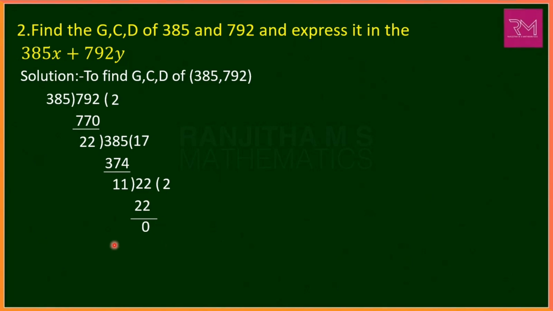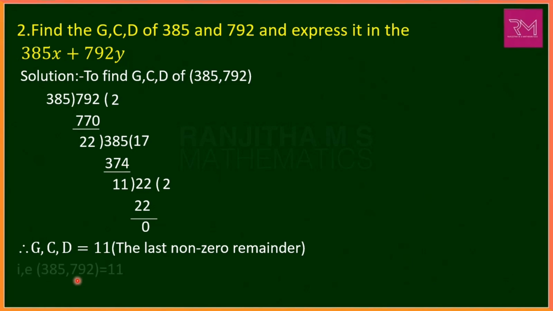We have to stop the division method here, and we can conclude that this value, 11, is the last non-zero remainder. So we can take the GCD value as 11. Therefore, the GCD of 385 and 792 is 11. Also, note that the GCD divides both 792 and 385. That is, 11 divides 792 and 11 also divides 385. This is the greatest common divisor, so the GCD of 385 and 792 is 11.